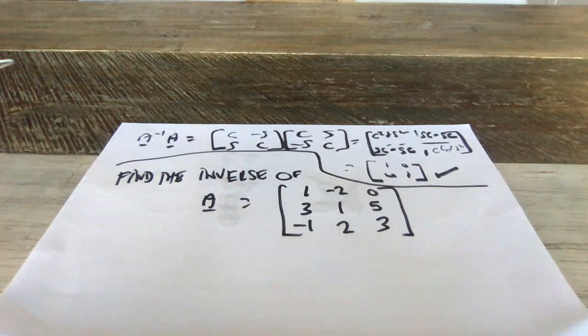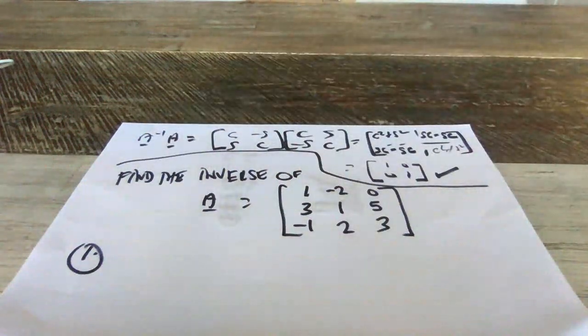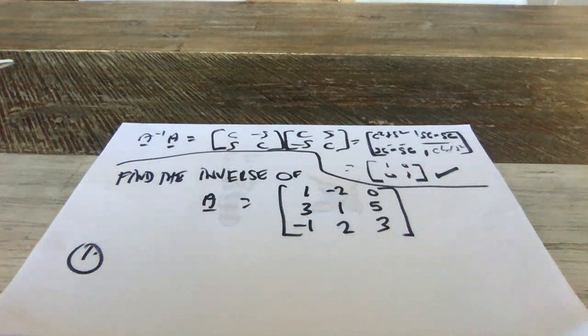The first thing you do, guys, as always, when you find the inverse of a matrix, is you get the determinant. Always the first step. If the determinant is 0, you walk away. You cannot find the inverse of the matrix if the determinant is 0. And remember, we talked about this before. Another way of saying the determinant of the matrix is 0 is that the matrix is said to be singular.